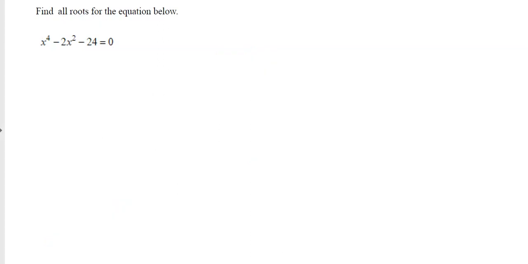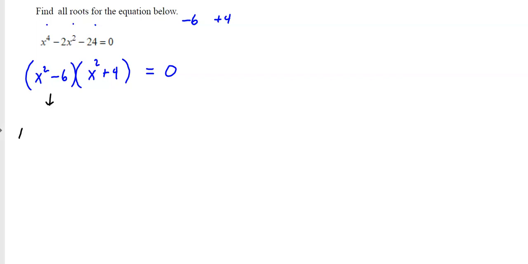Well, first thing I notice is I see that pattern again where it's x to the fourth, x squared, number. So I try to play the game with 24. And I say, well, it looks like maybe a negative 6 and a positive 4. I think that would work out. So I'm going to have x squared minus 6 and x squared plus 4. Now you could have done the P over Q game. You just have to make sure you put zeros in for x to the third and x to the first when you do synthetic division. But I'm going to go a different route. And neither of those are the difference of squares, so I just have to solve them.